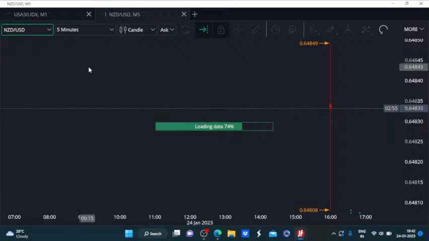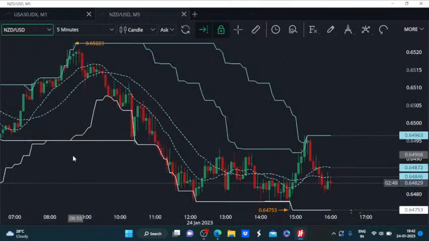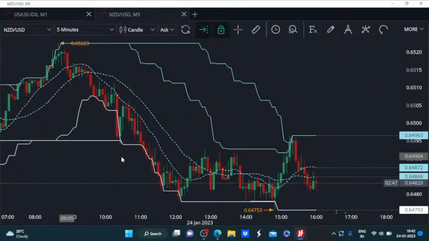The chart is taking some time to load. I think I will have to complain to the Reuters people. Alright, we got it back.